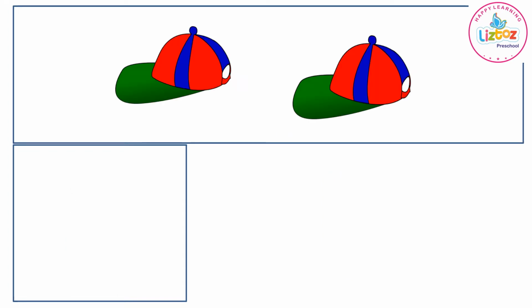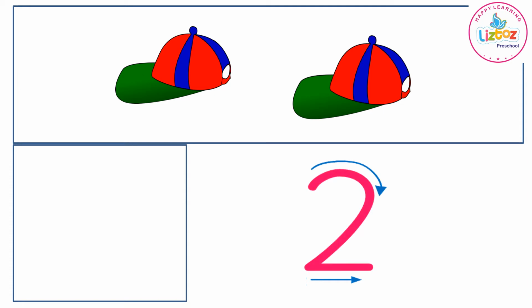Now look at the picture. How many caps are there? 2. Shall we count and see? 1, 2. How to write 2? Right curve, sleeping line, then join. 2. Okay?